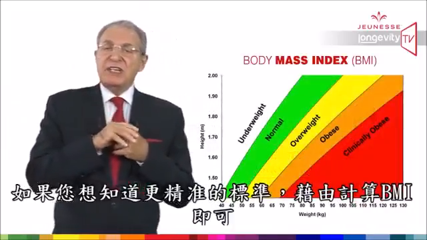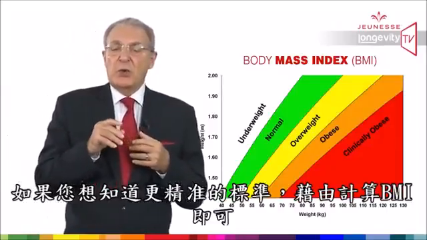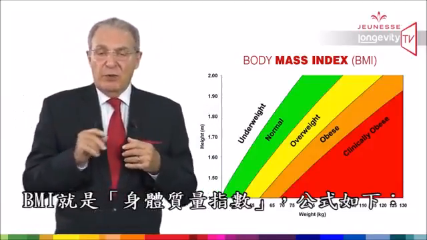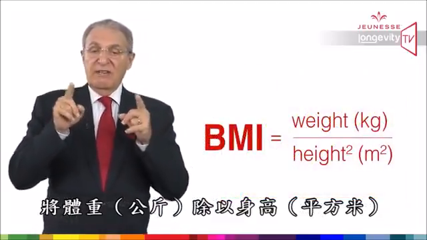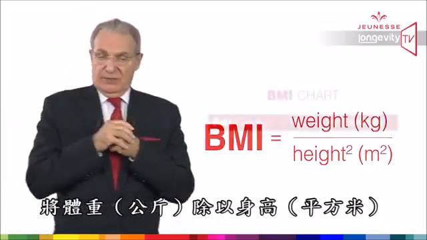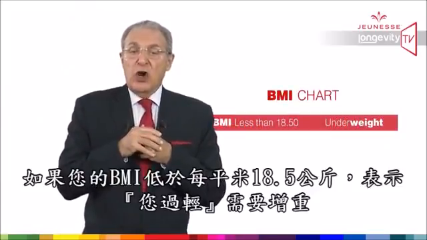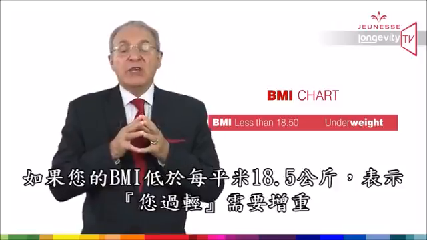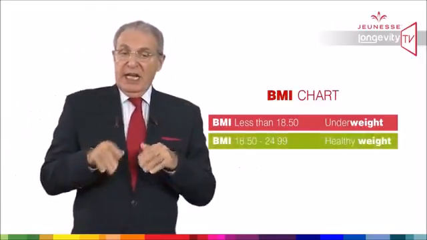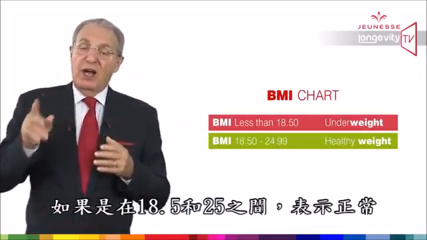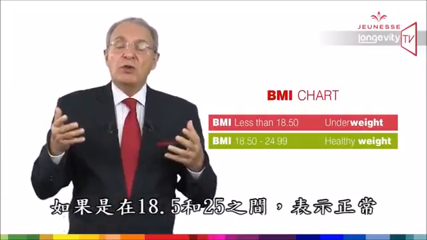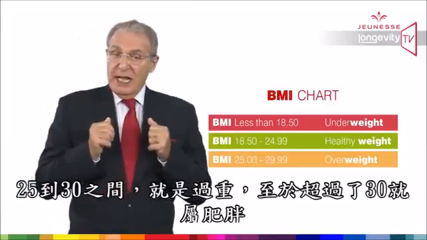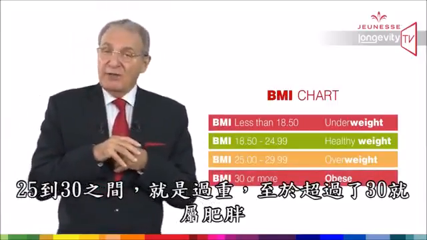If you wish to get more detailed information, then you have to calculate your BMI, which means your body mass index, by using the following formula: your weight in kilos divided by your height in square meters. If your BMI score is under 18.5, it means that you need to gain weight. You are underweight. If it is between 18.5 and 25, you are in the normal standard. Between 25 and 30, you are overweight, and above 30, you are qualified as obese.